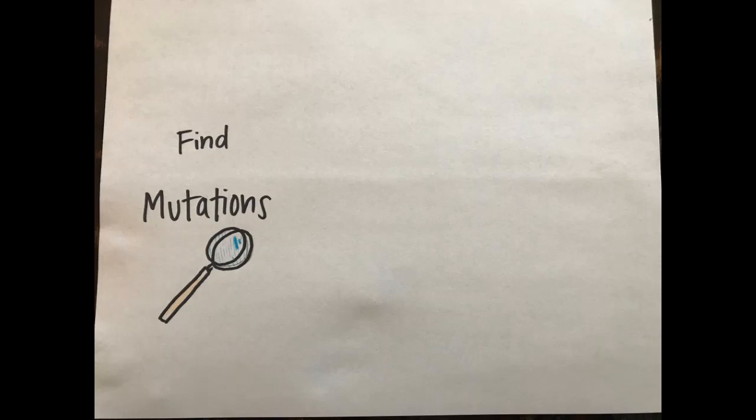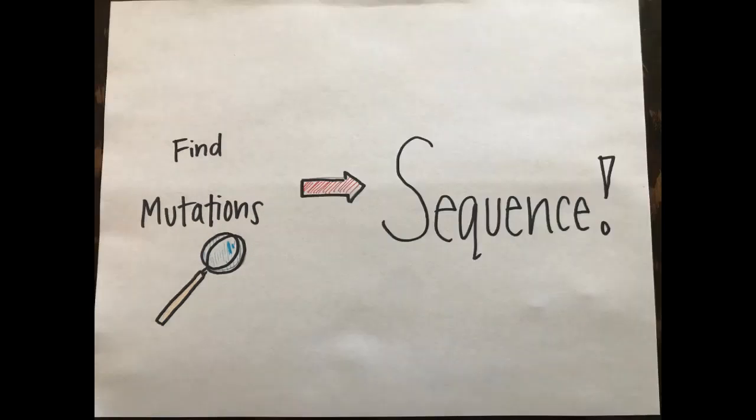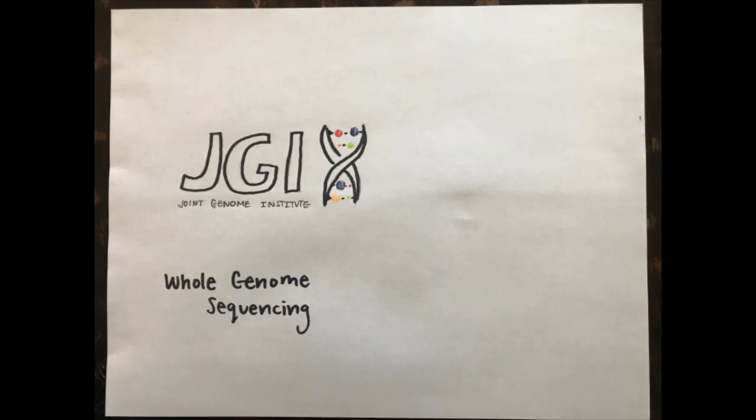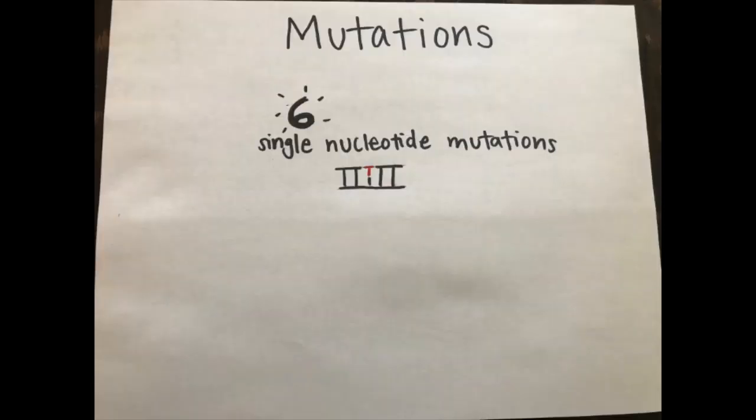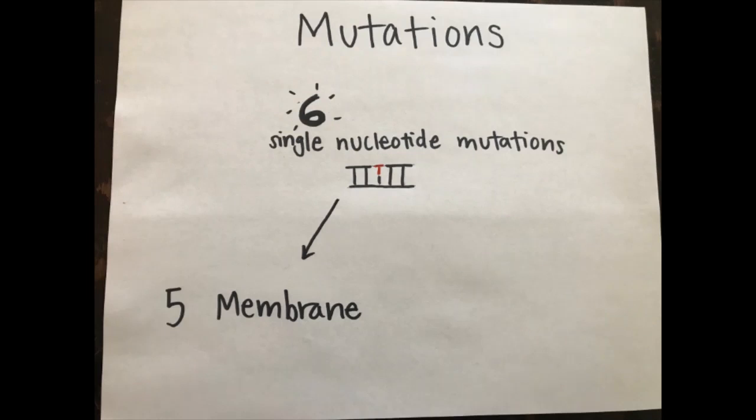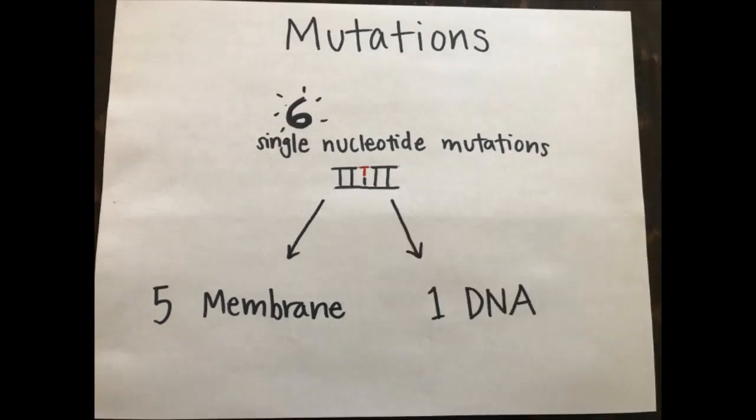And now that we have these mutations from the directed evolution, we need to find them. Well, what can we do? We can do sequencing. We received funding from the Joint Genome Institute to perform sequencing, and we collaborated with Dr. Elias's lab to analyze that data. And from that data, we found that there were 6 integral single nucleotide mutations, 5 of which were related to the membrane, and 1 which was in the DNA structures.